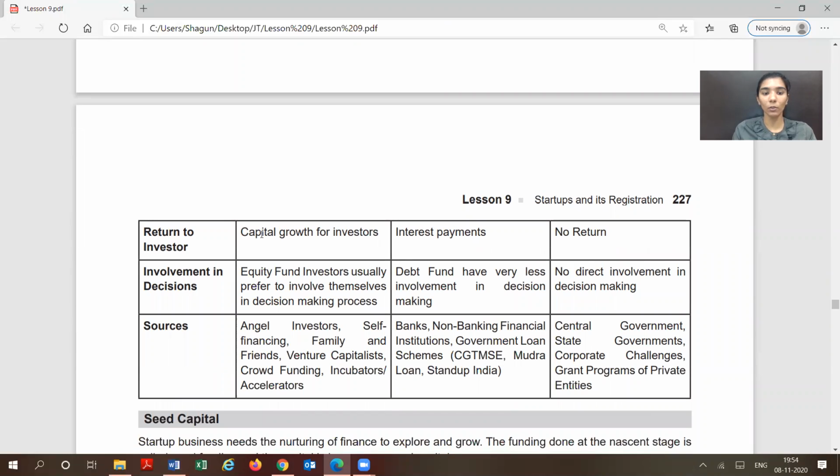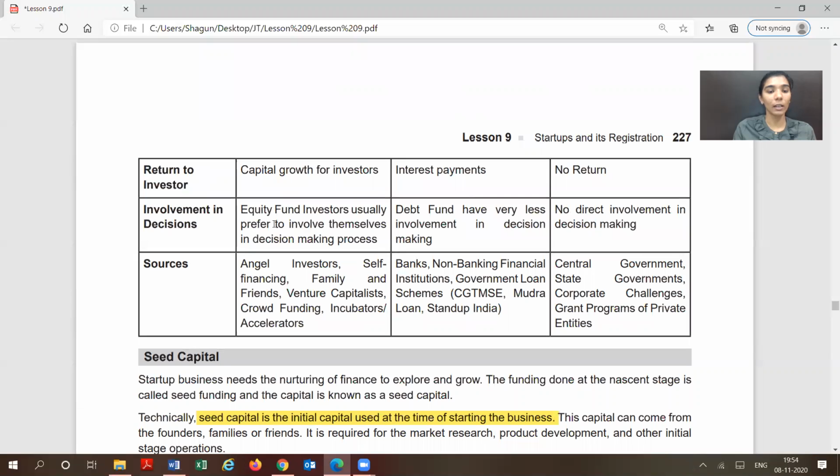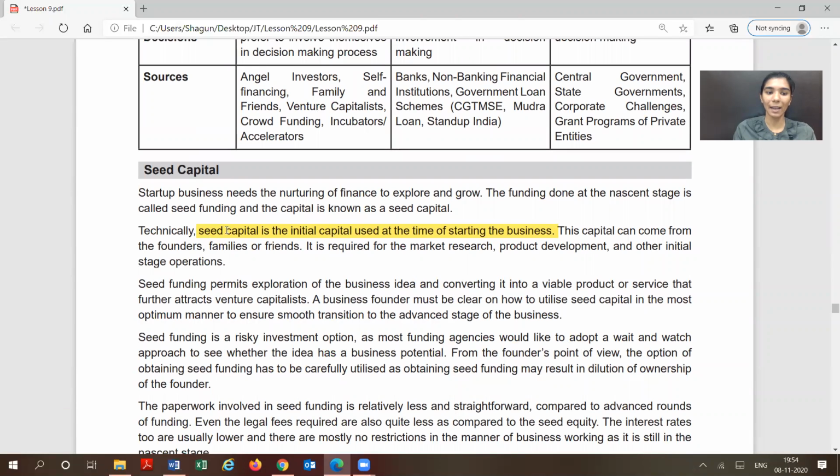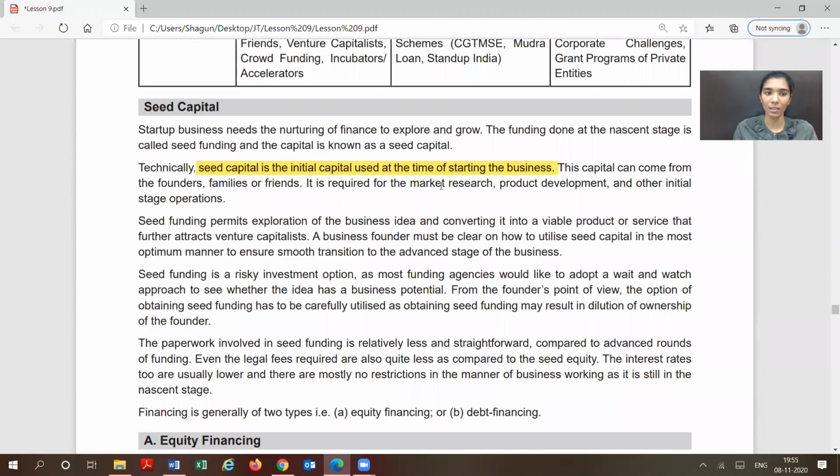So what is the return to the investor in case of equity share capital investment in a startup? It will be capital growth. उनका capital का value increase होगा. In case of debentures, debt, it will be interest repayment, and grant is like a donation, so no return is there. Involvement in decision: the equity shareholders, they have got full involvement in the decision making. Debt fund, they have very less role in the decision making. And in case of grants, there is no direct involvement in decision making. Just a new term, seed capital. What is seed capital? It is the initial capital used at the time of starting a business. You can just read through this.